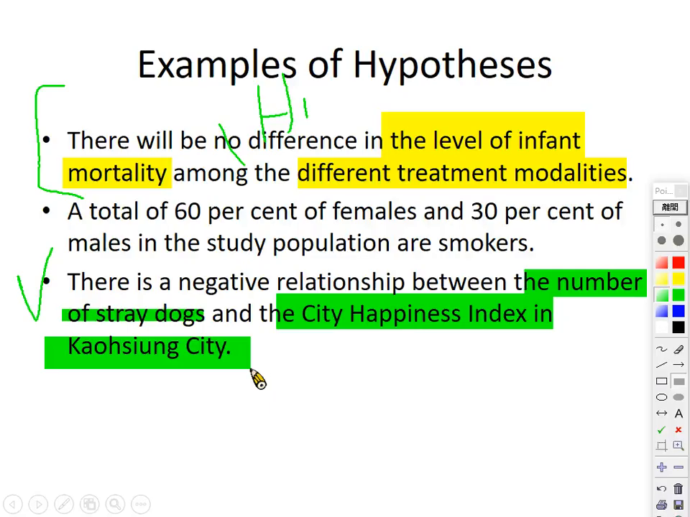Positive? Wrong. The number? No, there's nothing related to the number. We are talking about the relationship, right? It describes here a negative relationship. So this is the research hypothesis. So what is the alternate hypothesis for this research hypothesis? It's not a positive relationship. Not positive. Anyone else? Come on, students. What is the opposite side of the research hypothesis?